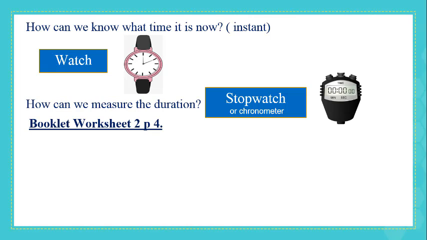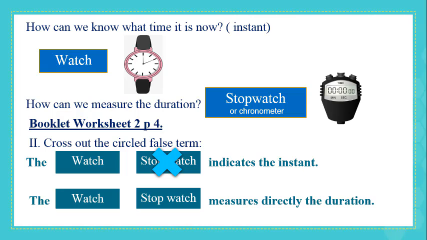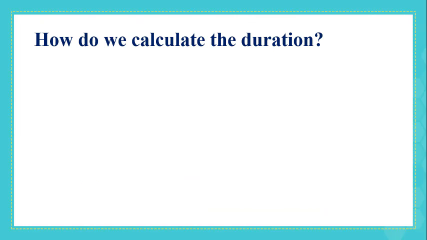Let's solve part 2, worksheet 2. The watch or stopwatch indicates the instant. Watch is used to indicate instant. We cross out stopwatch. The watch or stopwatch measures directly the duration. Stopwatch is used to measure directly the duration. We cross out watch. How do we calculate the duration?